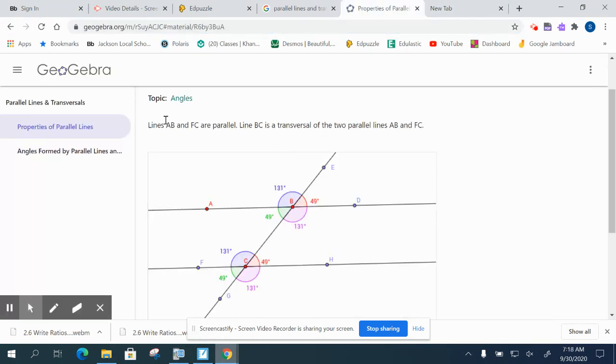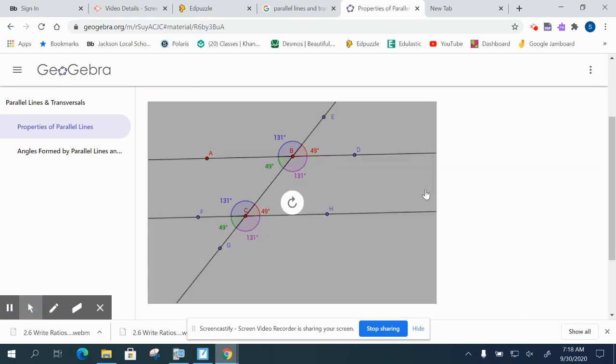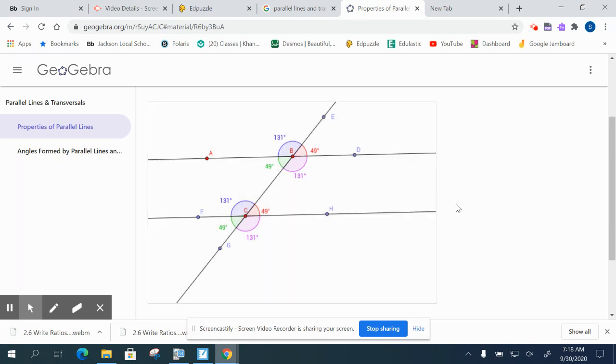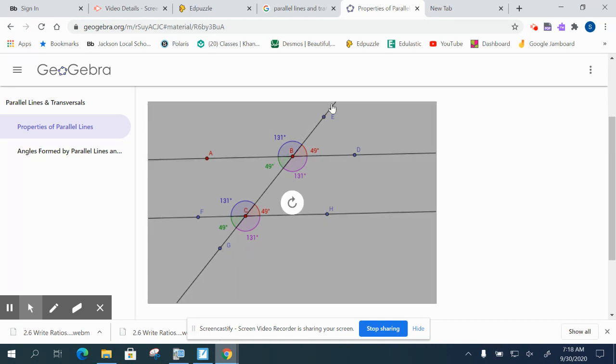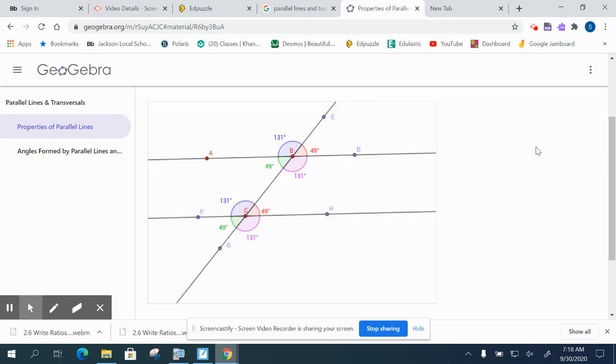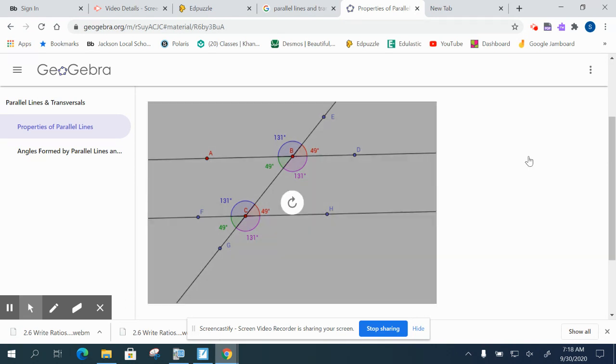So here at GeoGebra, we're going to be using this website throughout the year. In this applet here, I have two parallel lines labeled AD and FH. And I just want you to notice the angles that form. So these are the two parallel lines, and then GE or EG is what we call a transversal, a line that goes through the parallel lines. With each parallel line, it intersects the transversal at a point. Here we have point B, and here we have point C.